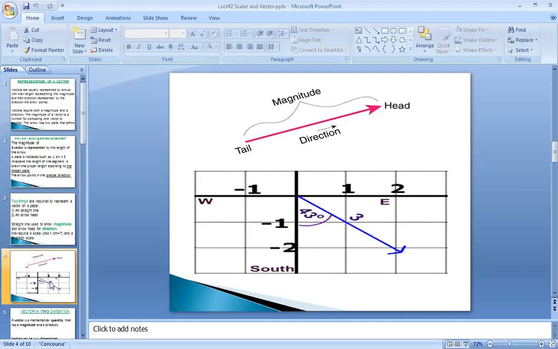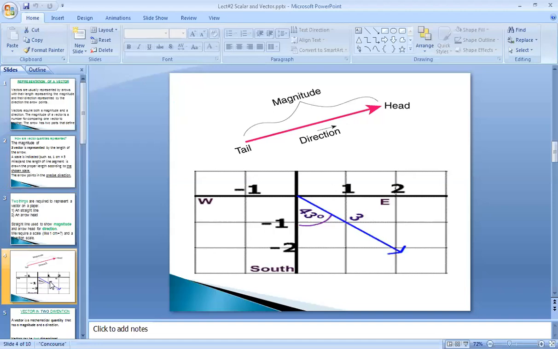You can see in this slide that for the vector, the tail and head are shown, and the direction is shown. This is the length of the segment, which shows the magnitude: 2 cm, 4 cm, and 6 cm. These are basically the magnitude towards east, towards west, towards north. This is the direction. Here, one example is shown: the vector 43 degrees southeast, and it has some magnitude also.